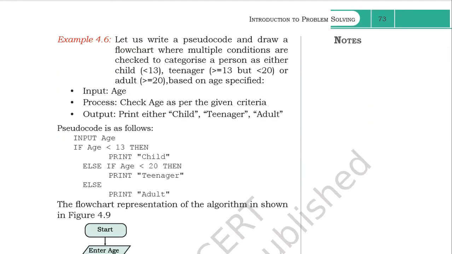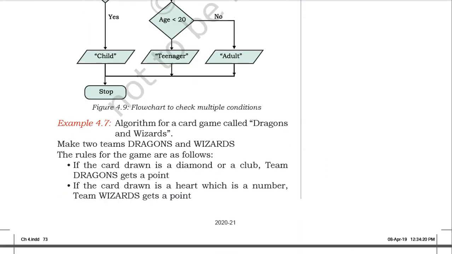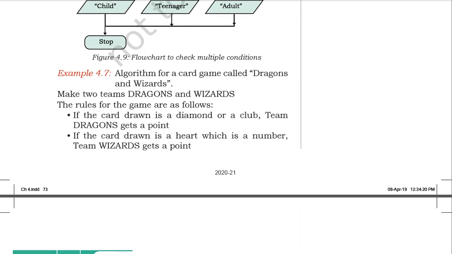Here is another example. Let us write a pseudocode and draw a flowchart where multiple conditions are checked to categorize a person as either a child or otherwise. Please go through all of it; it is the same thing, just different numbers. There is also an algorithm for a card game called Dragons and Wizards. Go through it, and if there is any problem, I will clear that.